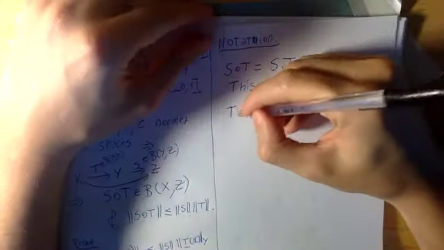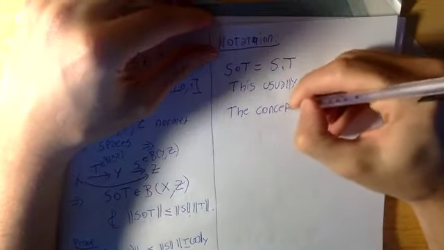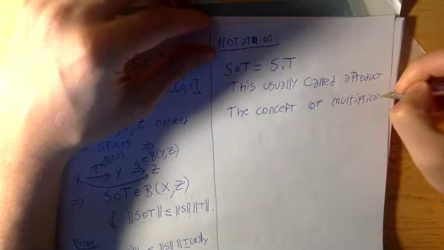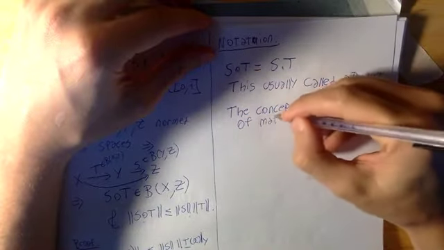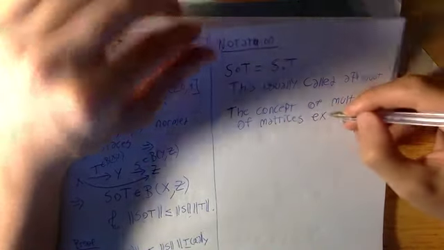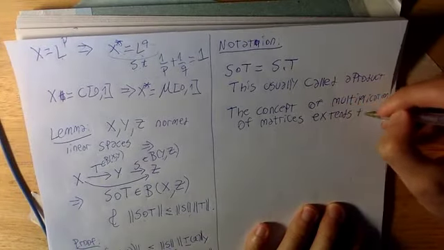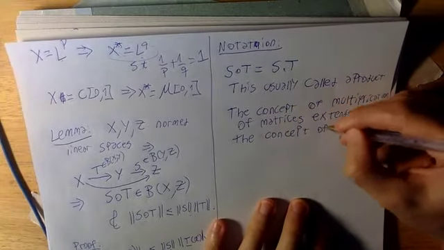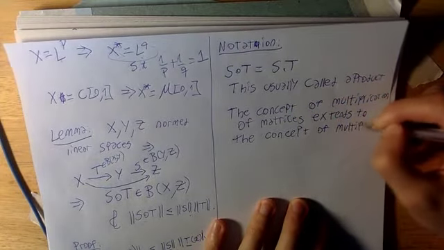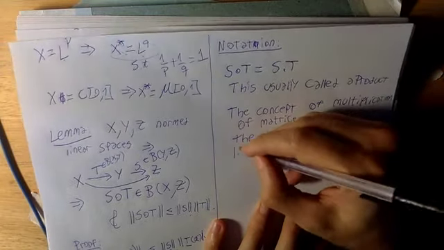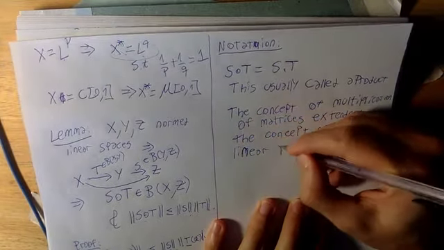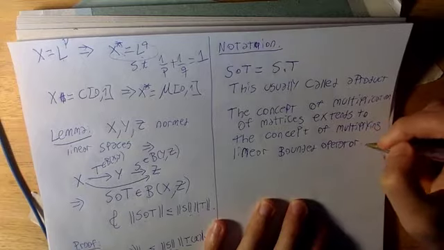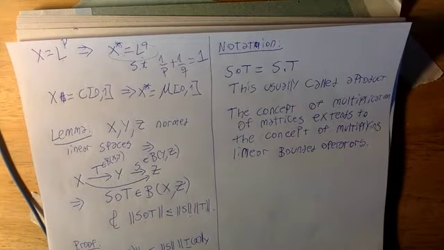Okay, so the concept of multiplication of matrices extends to the concept of multiplying linear bounded operators. Okay, they don't even have to be bounded, but whatever.